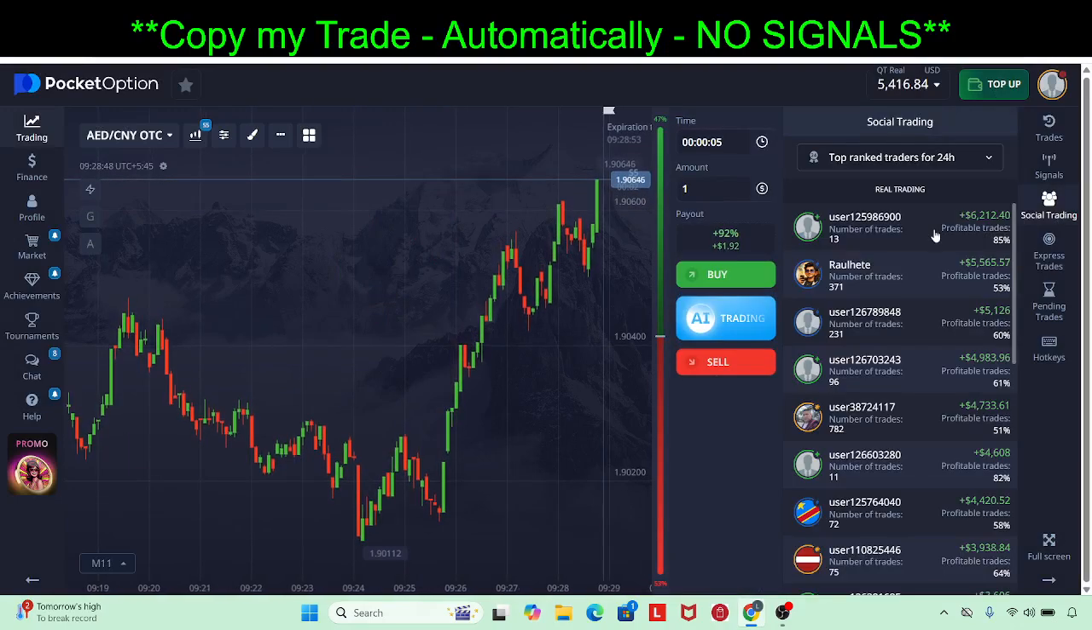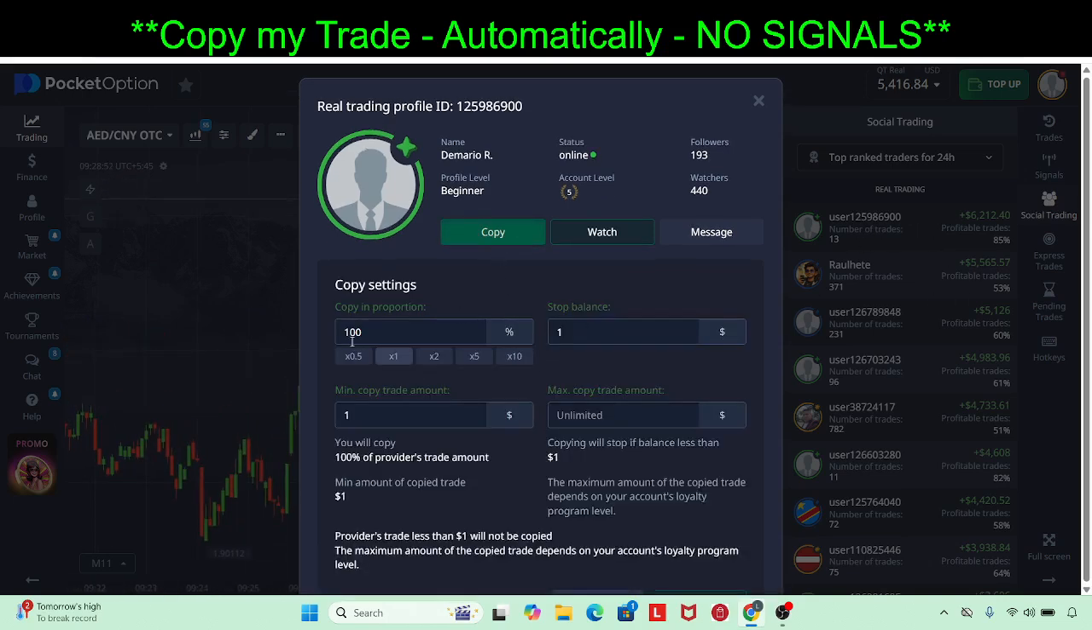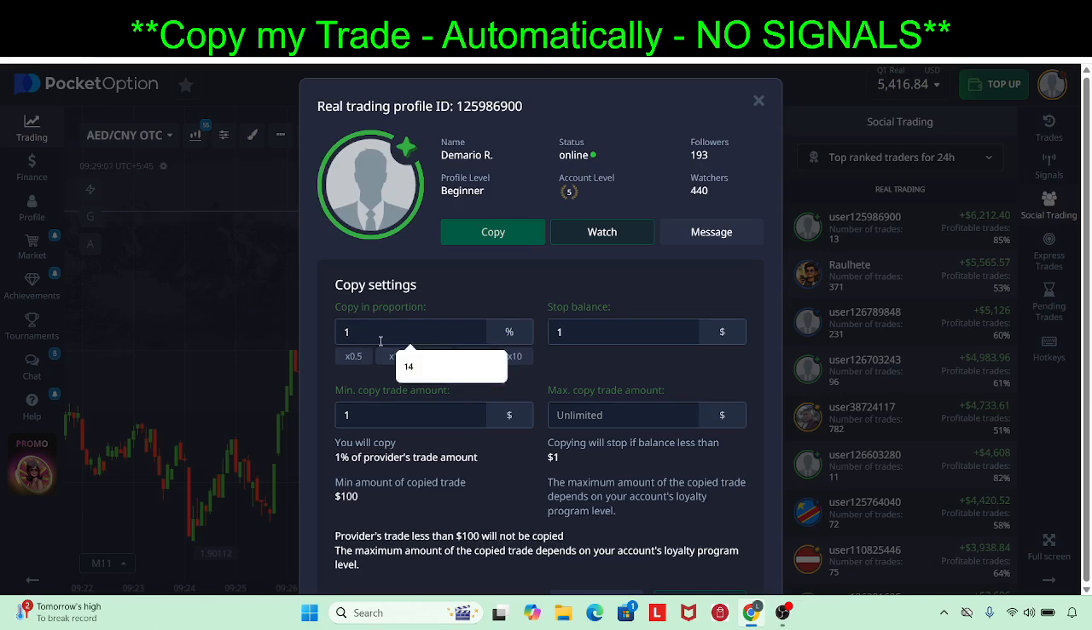Okay, you can do anything. So for now, let's click on here and click on copy. You'll see these 4 boxes. Copy in proportion means if I make $200 per trade and you want to copy that whole $200 per trade, then you can copy 100% of my trade. But if you want to copy $2 per trade, then reduce that to 1%. And whenever I make $200 per trade, you will be copying $2 per trade.